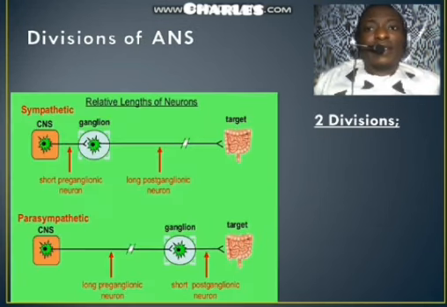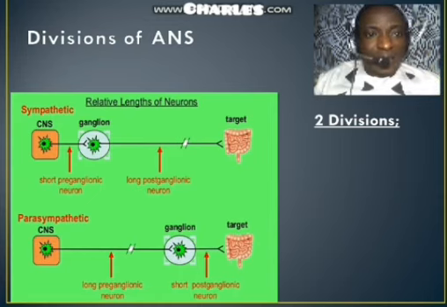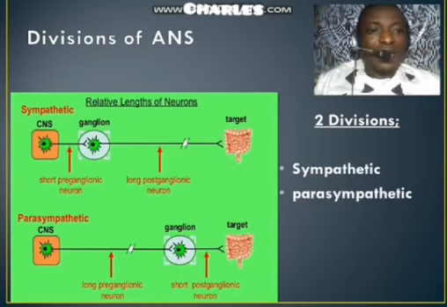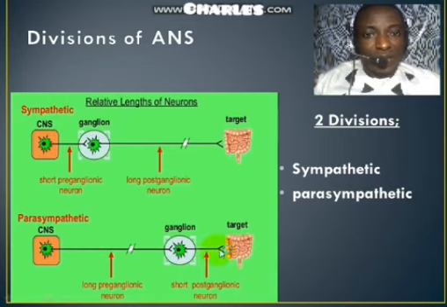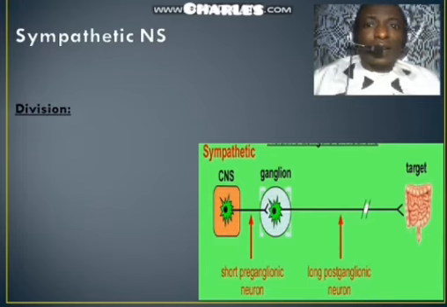The divisions of the ANS are two. The first one is known as the sympathetic nervous system, while the second wing of the ANS is known as the parasympathetic nervous system. Diagram 1 shows you the structure of the sympathetic nervous system, while diagram 2 represents the structure of the parasympathetic nervous system. The sympathetic nervous system has the following divisions.